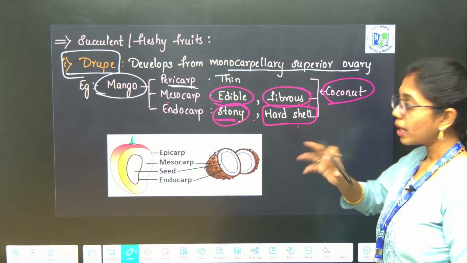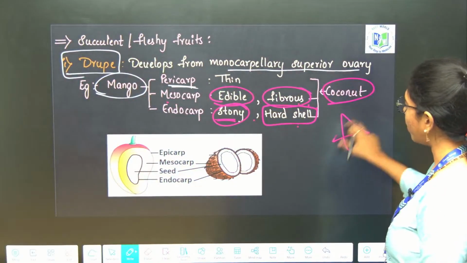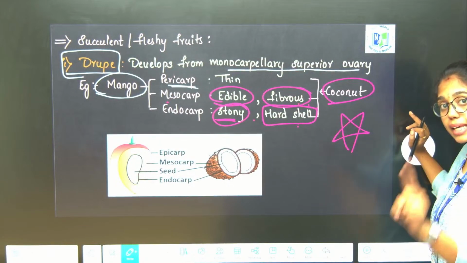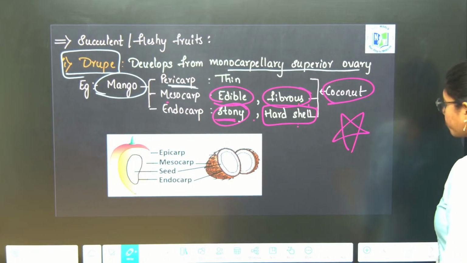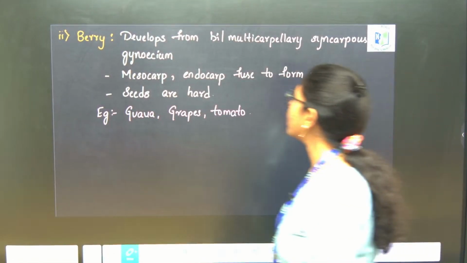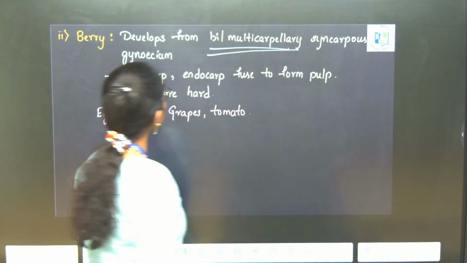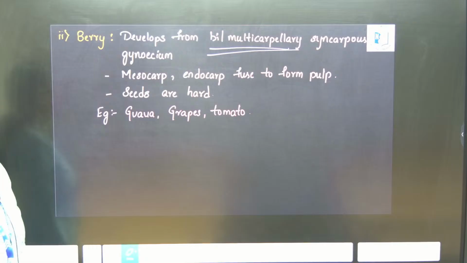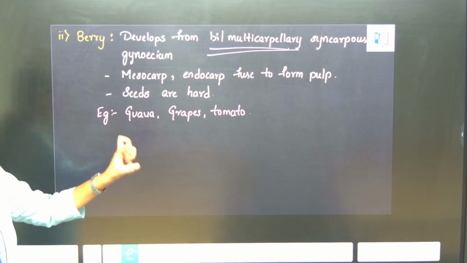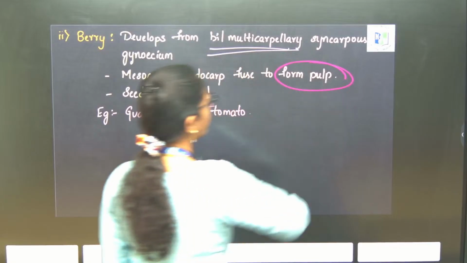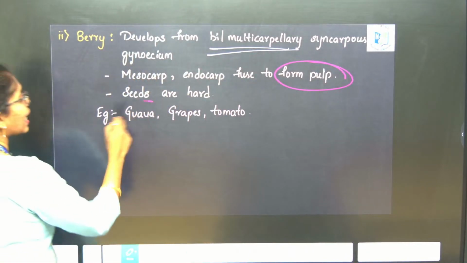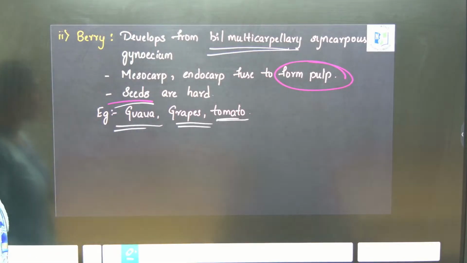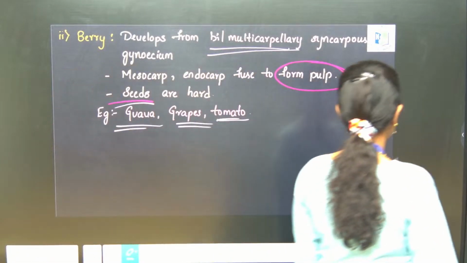in coconut. Clear, right? This thing you have to remember. Keep how many ever star marks you want. That important it is, n number of times asked both in EAPCET and NEET. Okay. Next is berry. This develops from bi or multicarpellary syncarpous gynoecium, where mesocarp and endocarp will fuse to form a pulp. Seeds are hard here. Okay, examples you can take guava, grapes and tomato.